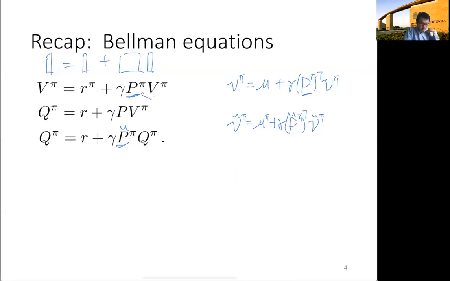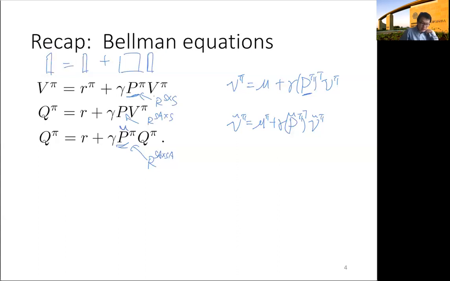So this is S by S. On the other hand, this is SA by S, right? And in the third Bellman equation related to the Q function, this matrix is SA by SA, right? So that was why I added a tilde here from the last lecture, to indicate that this is a different way of constructing the state action transition matrix under policy pi.